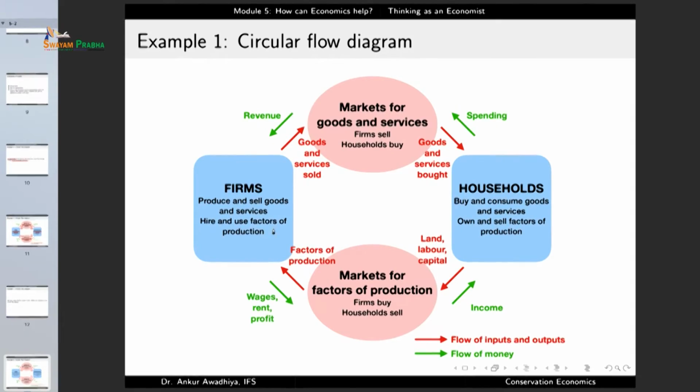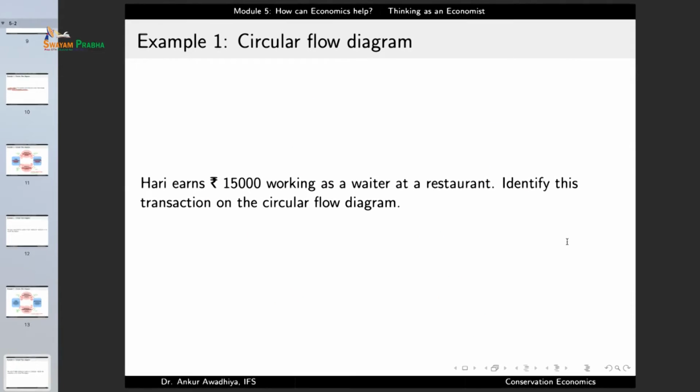And if you look at the flow of inputs and outputs, the firm is selling the goods, and so the good in this case, which is a packet of milk, and the household, which is Hari, is buying this good, which is a packet of milk. Now, where does Hari get this money from? So, Hari earns, say, 15,000 rupees working as a waiter in a restaurant.